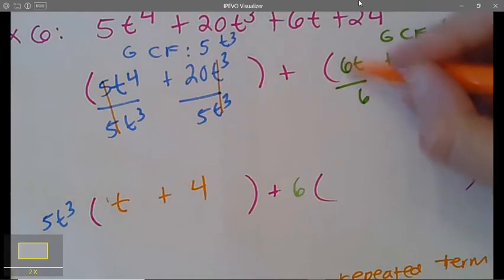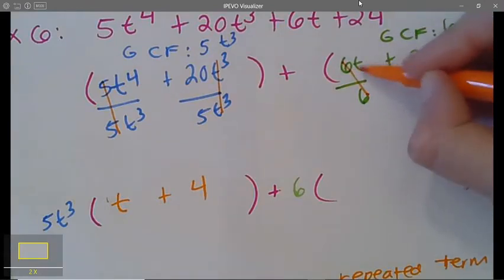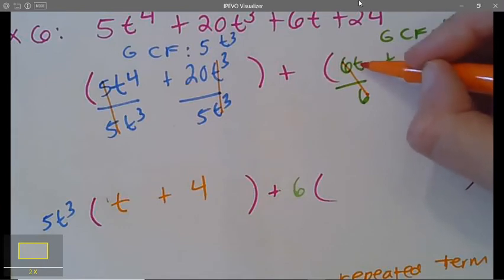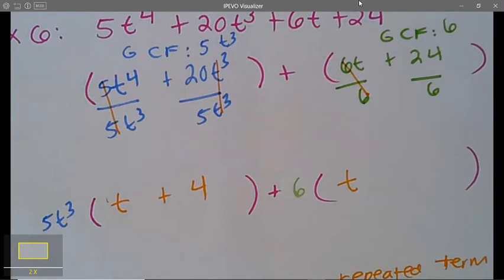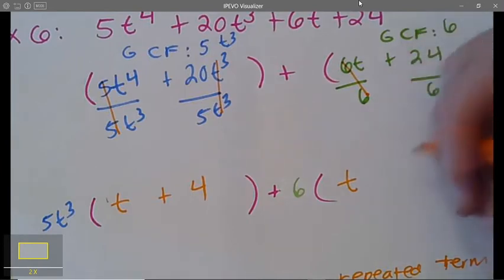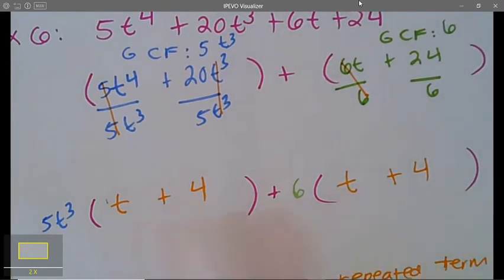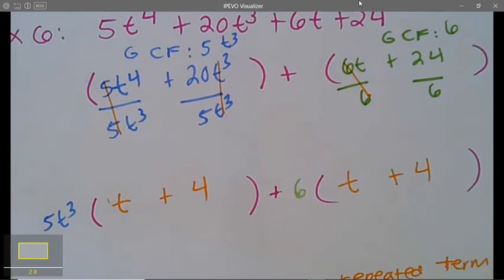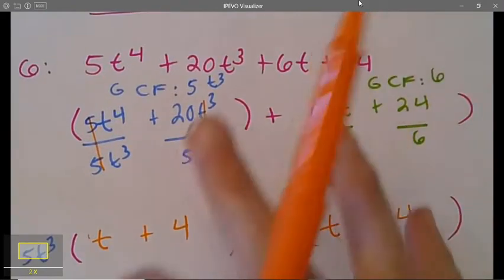Okay, I'm going to divide the numbers. So 6 divided by 6 cancels and turns to 1. And I don't have anything to divide the t by, so I'm just going to bring on down my t. And then 24 divided by 6 will give me a positive 4. So plus 4. Do you guys see? We ended up with the same thing. Wowza, right? Wowza.